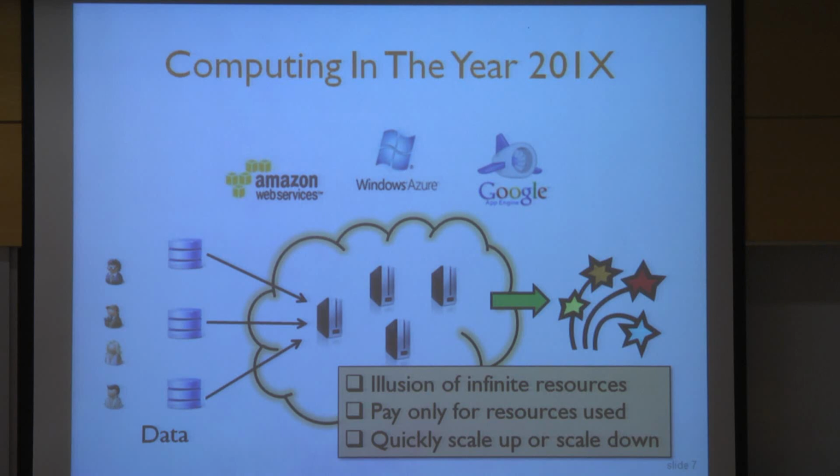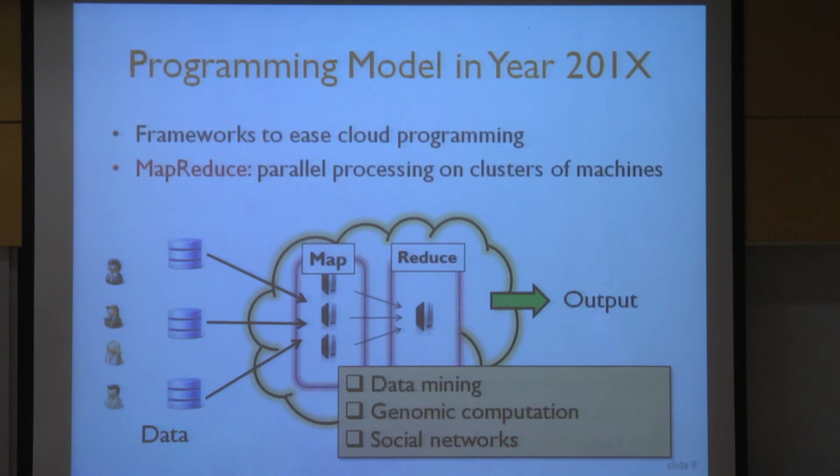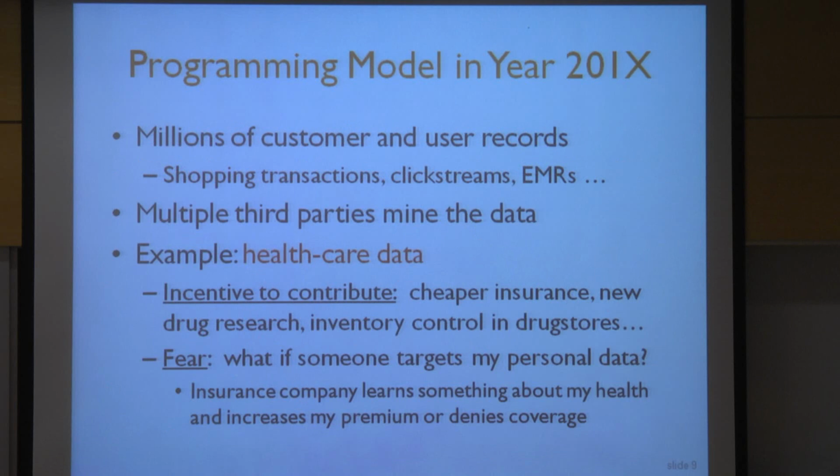It's very conceivable that data analysis will be done on these platforms. So how do we combine these computation platforms with privacy? There exist very popular frameworks to ease cloud programming. One of the most famous ones is MapReduce, which is a way of doing parallel processing on these big clusters of machines, and it's been successfully used for things like data mining and genomic computation and social networks and so forth.